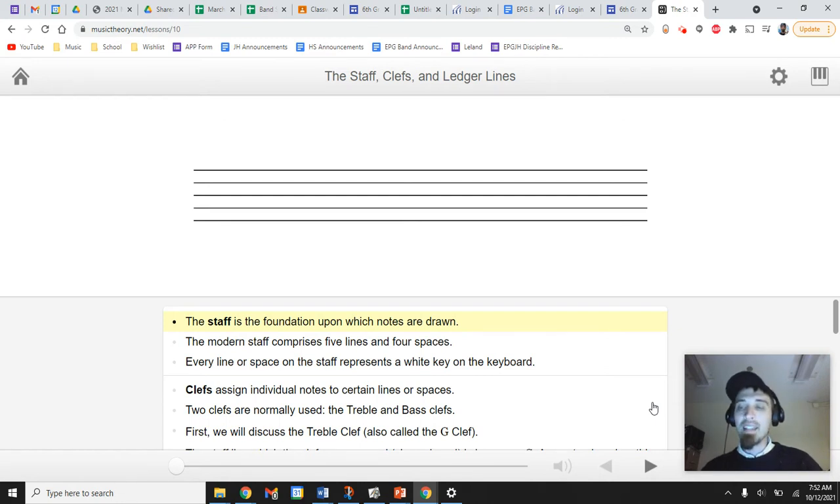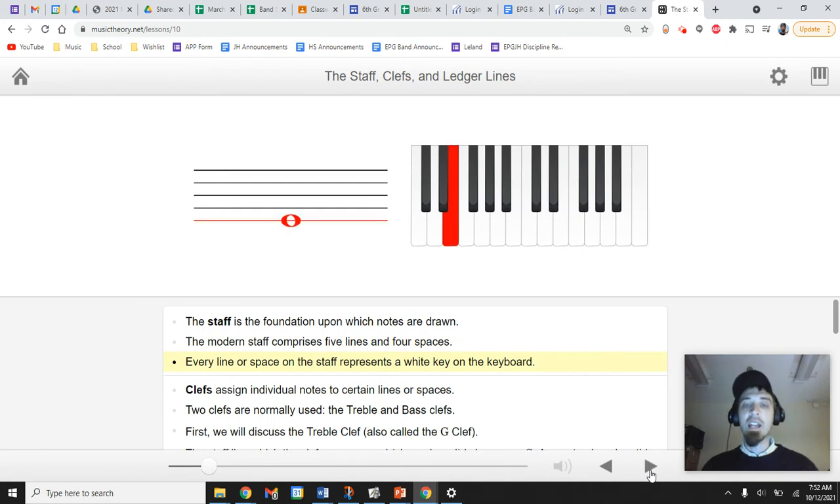what it is. So a staff is the foundation upon which notes are drawn. Notes are the symbols that tell us what sound to make, and usually, for instruments anyway, that's what finger to press down and what partial to play if you're a brass player. The modern staff has 5 lines and 4 spaces between each line. Each line and space represents a different pitch. So if you're a piano player, it represents a different key on the keyboard. For an instrument, it represents a specific fingering.